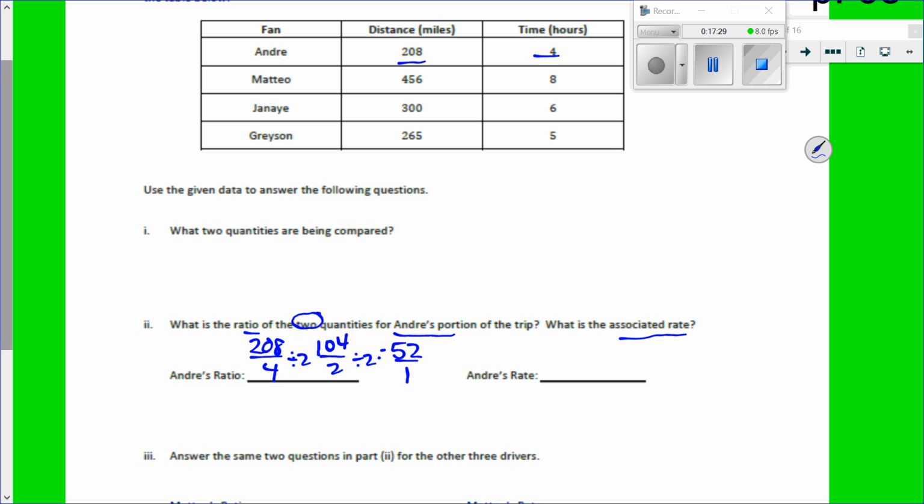So the ratio always has 2 numbers. In a rate, now I simplify the number portion. So 52 over 1 becomes 52. But with a rate, I have to have my units. So they gave us the units right here. What was on top? Miles. What was on the bottom? I'm not down to 1, so it's miles per hour. Does this make sense? Okay. See if you guys can figure out the rest of the page.